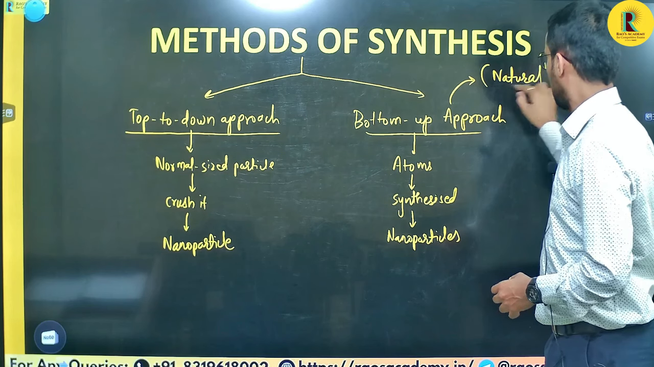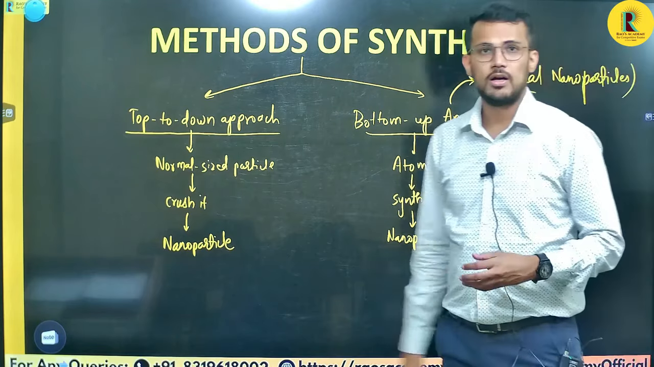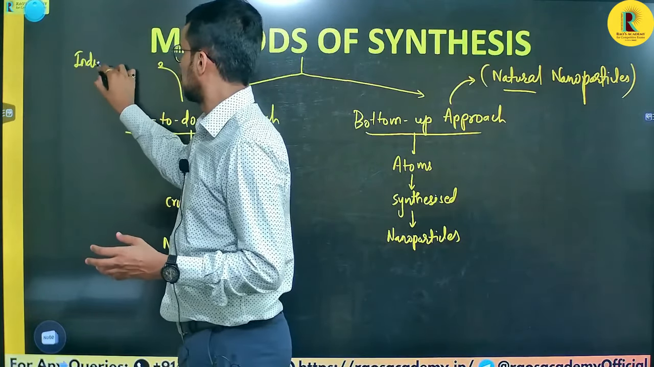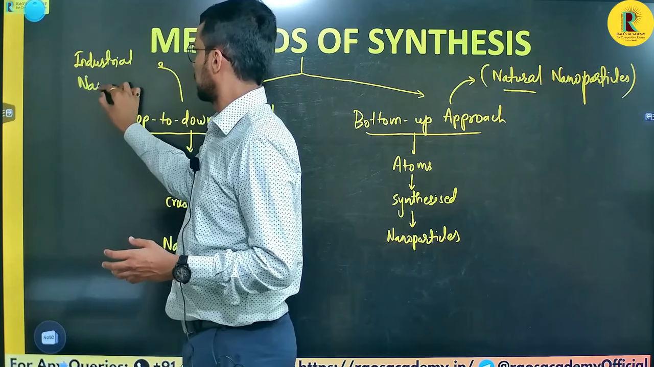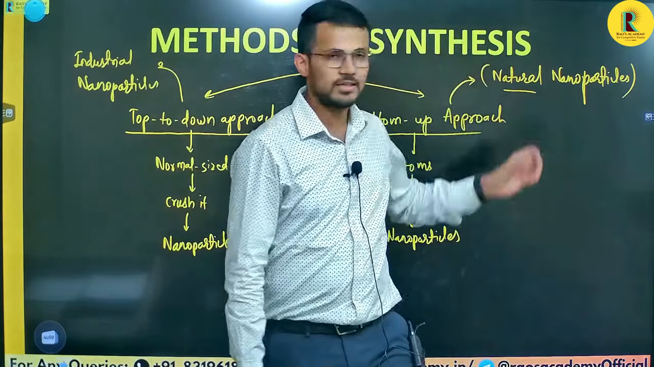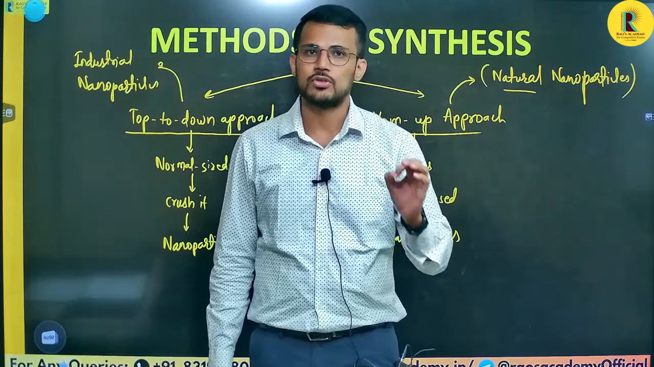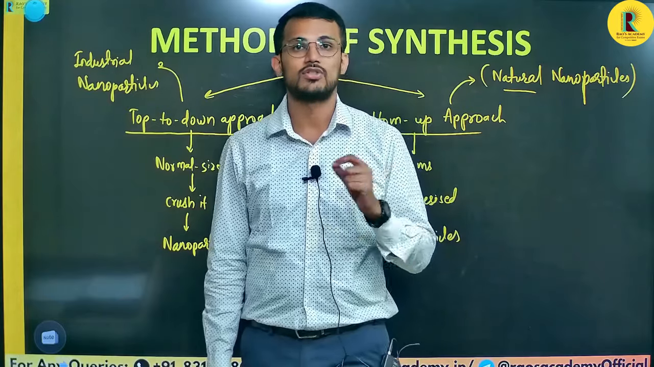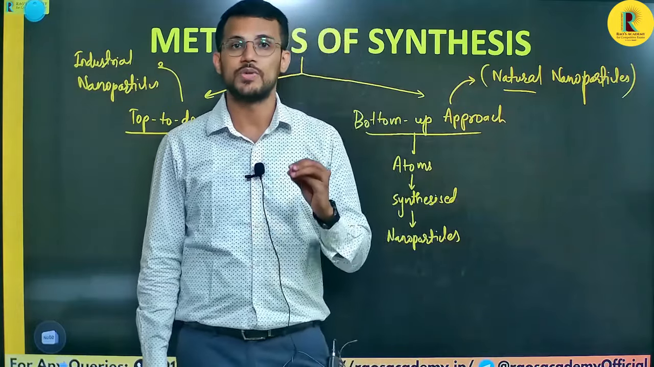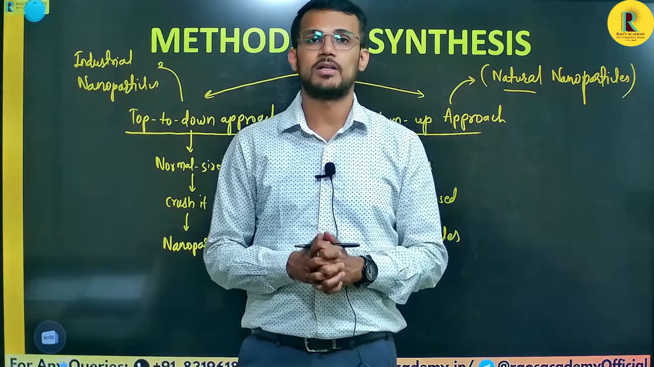Natural nanoparticles are produced with the help of bottom-up approach, and the industrial nanoparticles are produced with the help of top-to-down approach. Right? Do we have nanoparticles in nature which are natural in origin? Yes. For example, volcanic dust consists of natural nanoparticles. Even some viruses have nano size. For example, SARS-CoV-2, it is nanoscale virus, and that's why we can say that yes, naturally also nanoparticles do exist.